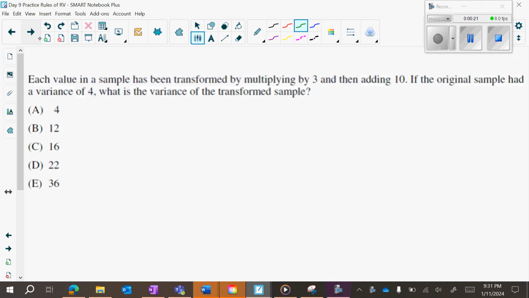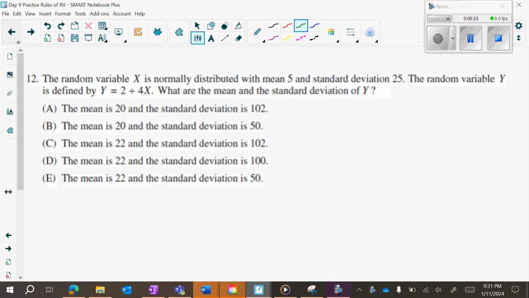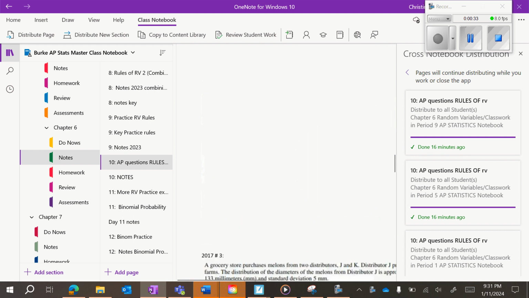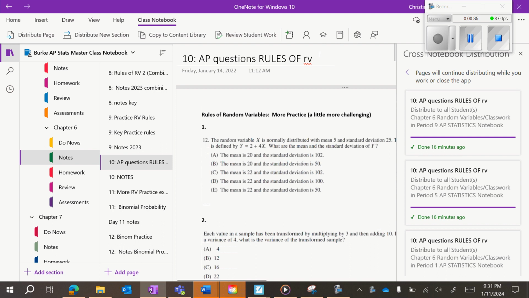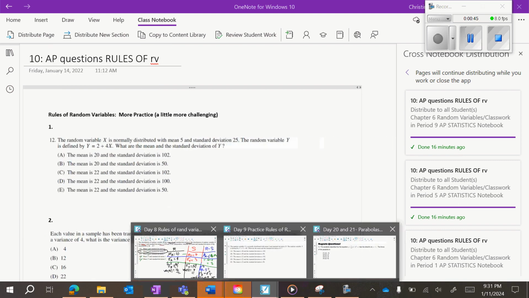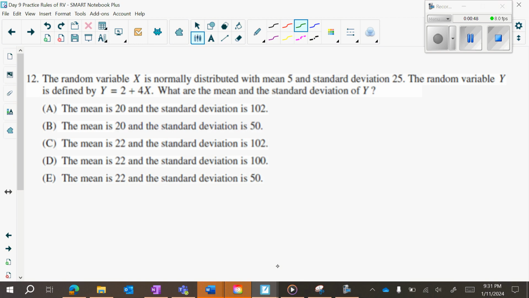But I want you guys to take a look at this. It's going to be called day 10 in your OneNote, day 10 AP questions rules. Okay. And if you look all the way at the beginning, you should have more practice. I sent it to you already. So I'm hoping you see this question, 2 plus 4x, as the first one. All right. So this is a more straightforward question. And then they're going to get a little harder. So I want you to look at this one, pause the video and try it, and then I'll come back to you.